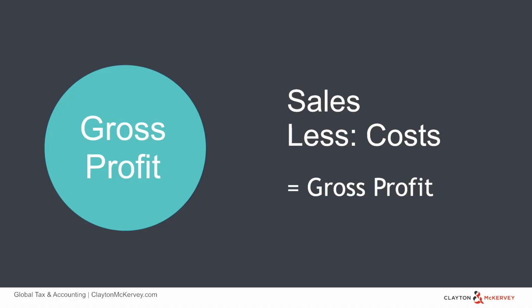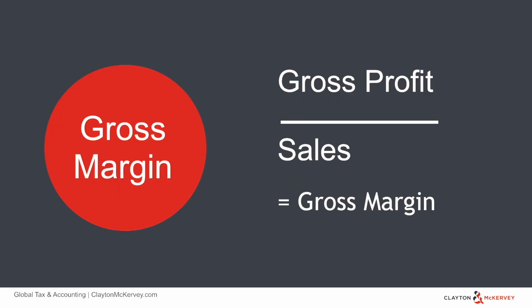So how did I compute these? For gross profit, I took sales less my costs equals gross profit. And for my gross margin, I started with that last figure, gross profit, and divided it by sales to arrive at my gross margin. So let's explore the type of analysis that you can perform with this figure.